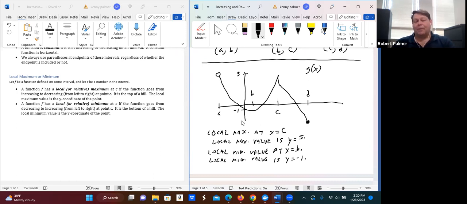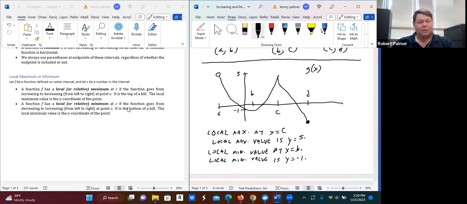So remember, for a local minimum, our function goes from decreasing to increasing. It can be either smooth like this or a corner. And in the same way, the function has to be continuous. But then a local maximum is where it goes from increasing to decreasing, has to be continuous, but either a corner or a smooth curve.